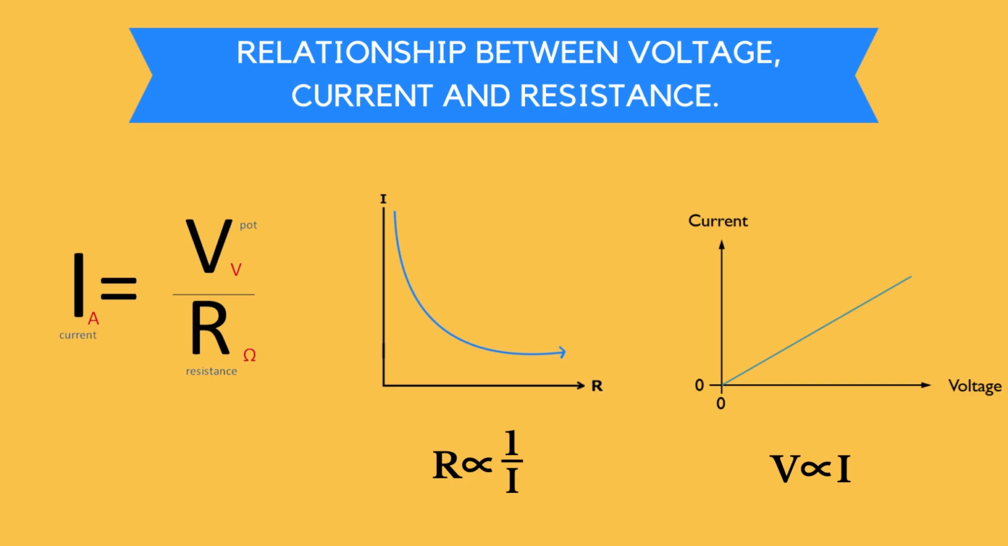In the second graph, we describe the relationship between current and voltage, and we can see that we have a linear relationship, meaning that voltage and current are directly proportional. As we increase the voltage, the current will increase proportionately.